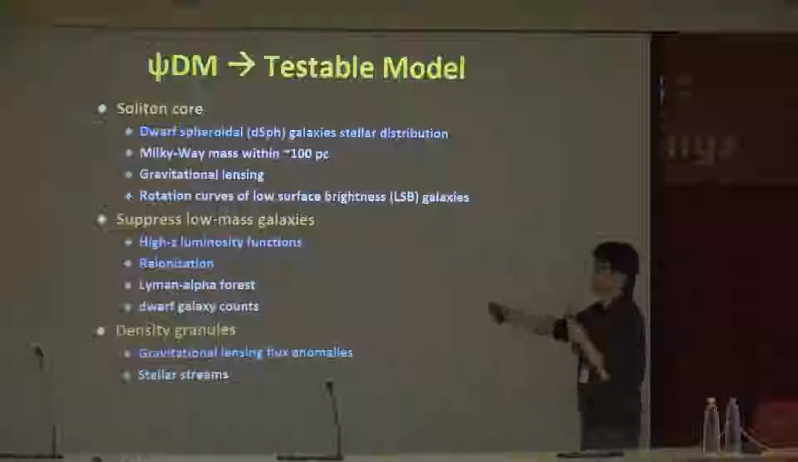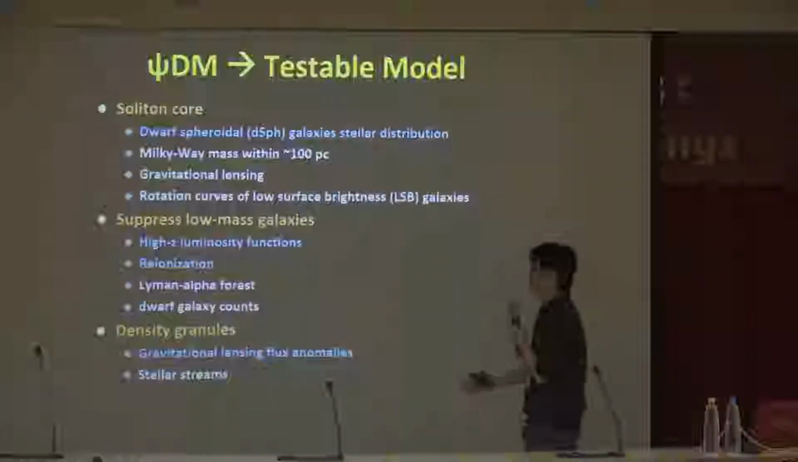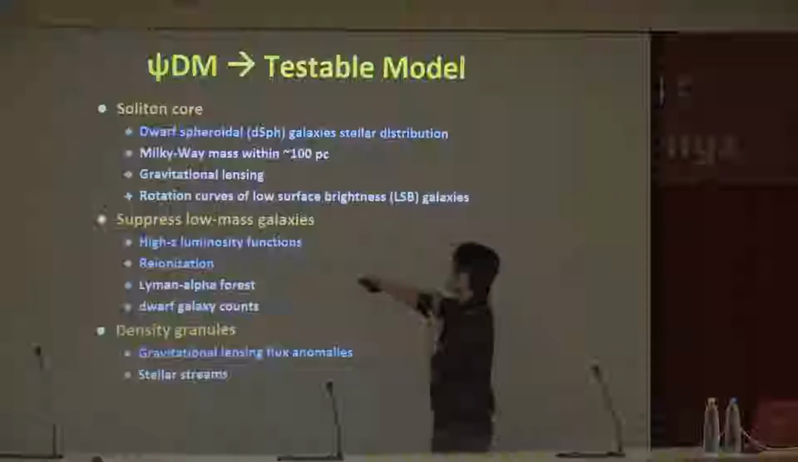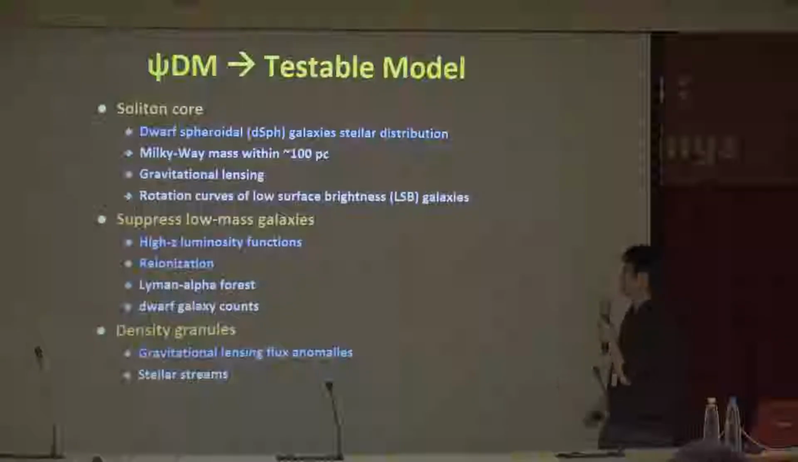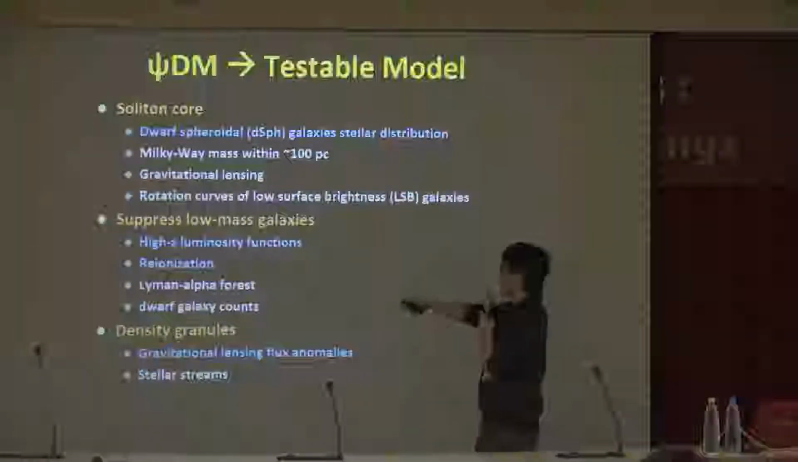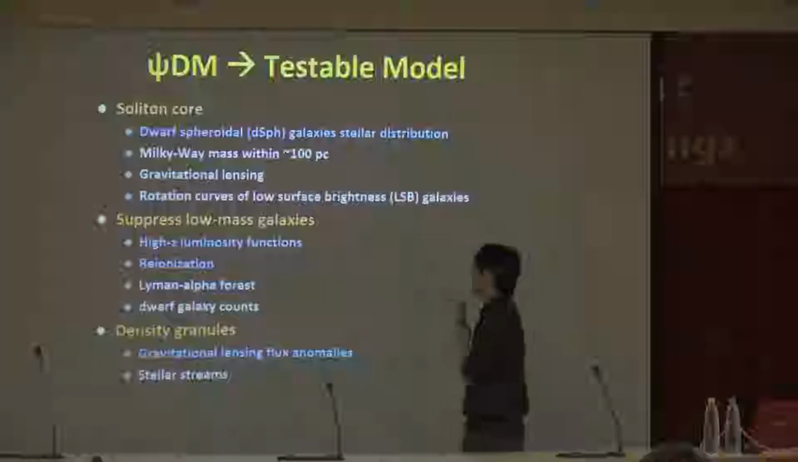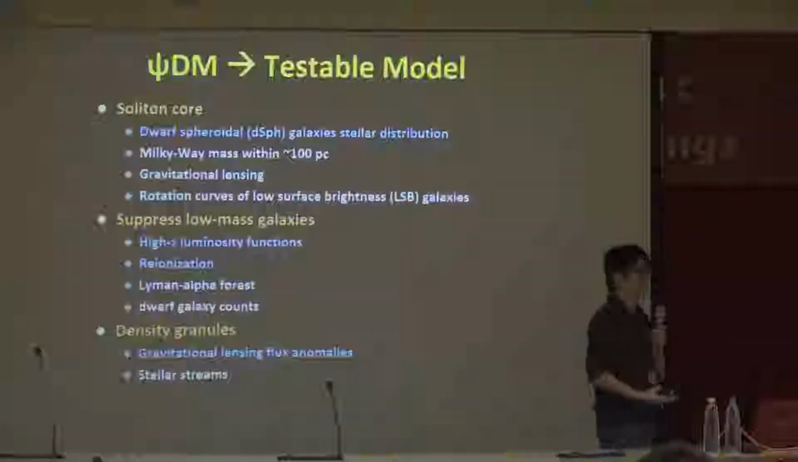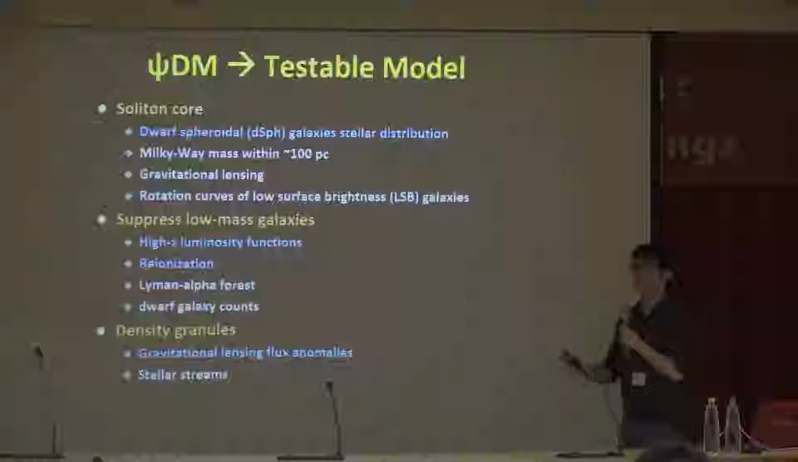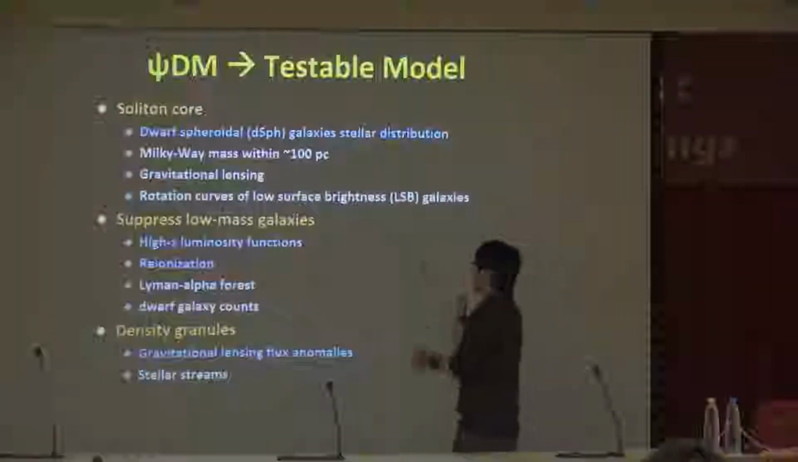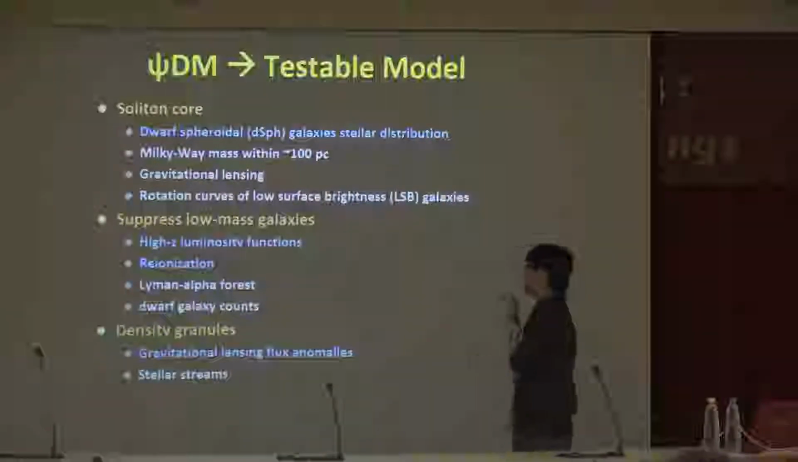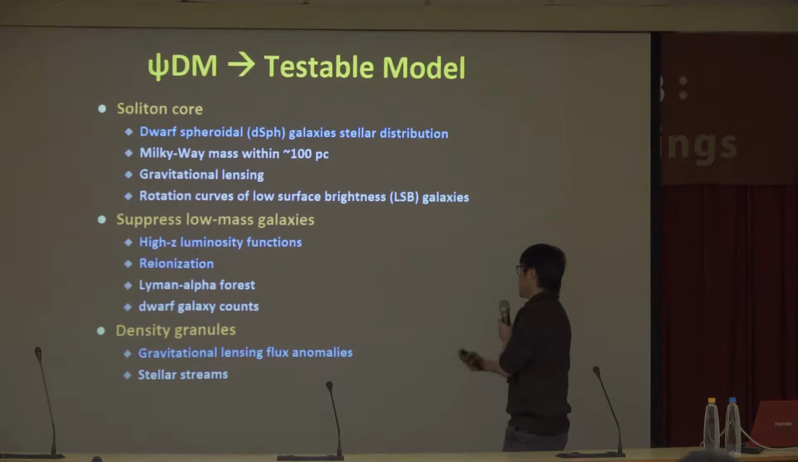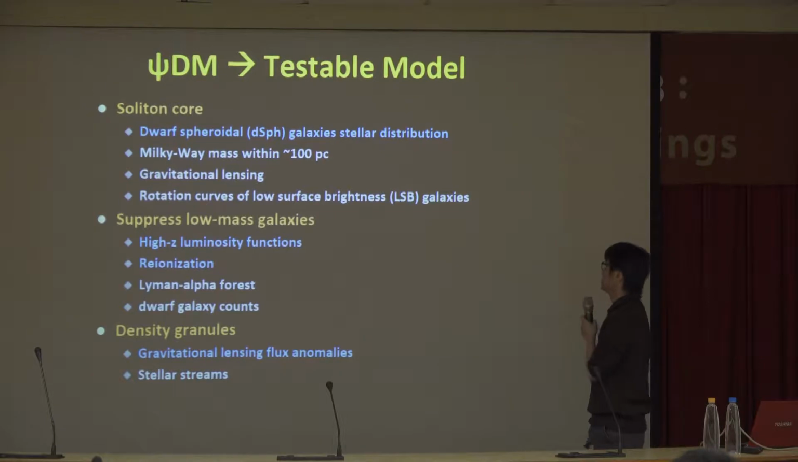So how do we probe these properties? How do we compare them with observations? How do we test them? For example, to study the soliton cores, we can compare with the stellar distribution in dwarf spheroidal galaxies. To study the suppression of low mass galaxies, we can compare with the galaxy mass function. We can count how many galaxies are observed and whether that's consistent with the theoretical prediction. We can also compare with the observed growth history. To study the density granules, we can use the gravitational lensing flux anomaly, which I will introduce quickly.